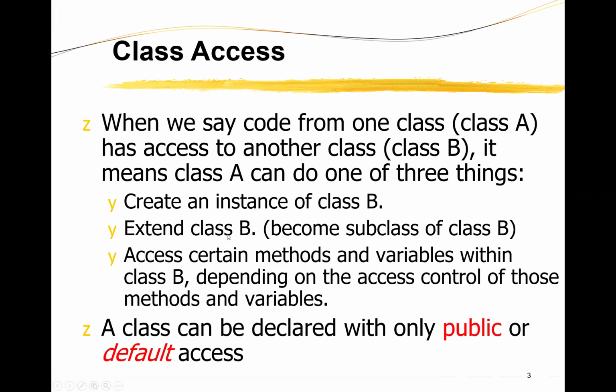Class A can become a subclass of class B, or class A can access certain methods and variables within class B, depending on the access control of those methods and variables. That is what I have shown you. And a class can be declared only with public or default access. If it is a class, you can declare only with public or default access.